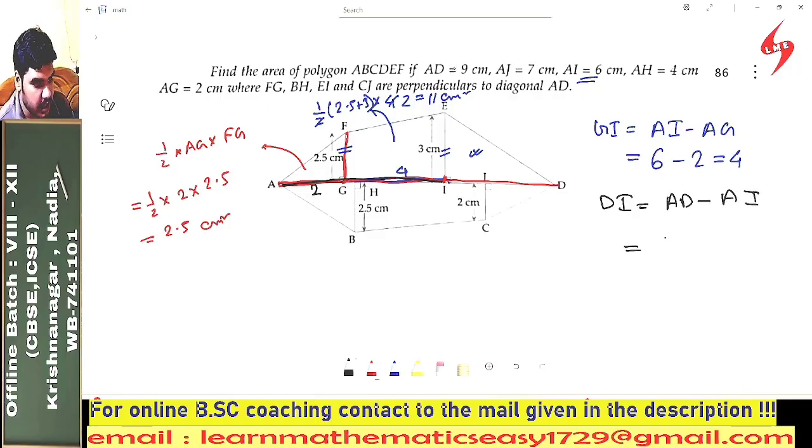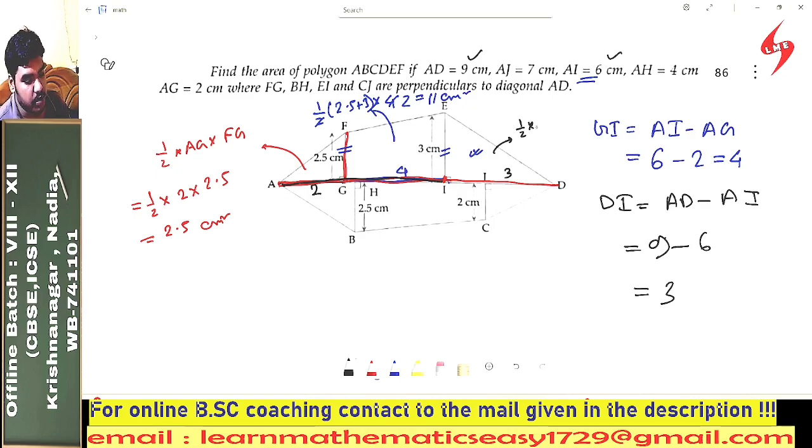So AD is here 9 cm and AI is here 6. So this is 3 cm. Okay. So this base is 3 cm. This height is 3. So the area is half into height into base. That means 4.5. Right.